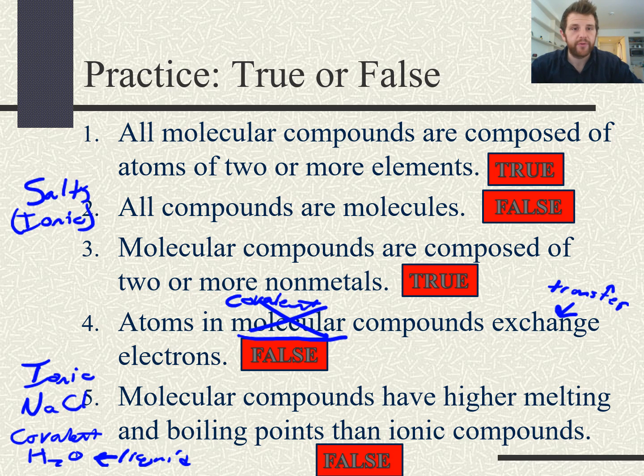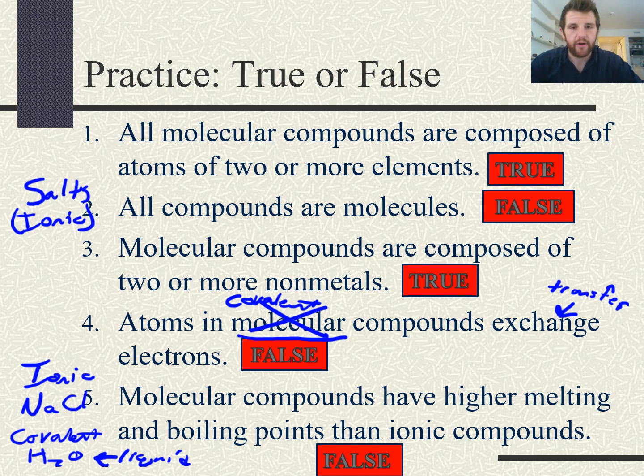Okay, so now some quick review stuff. All molecular compounds are comprised of 2 or more elements. True. Remember, if you're going to have a compound, that's a bond between 2 or more elements, and molecular is just talking about them being non-metals. That's what I'm looking for. So since they're a compound, there needs to be a bond between 2 or more elements.